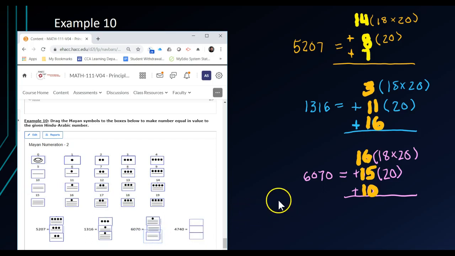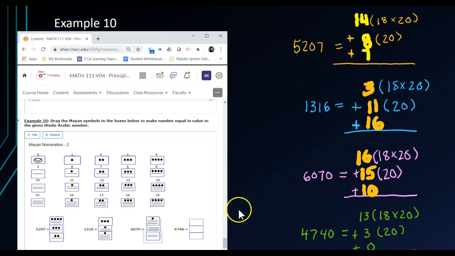And lastly, the 4,740. That could be broken down to 13 18 times 20s plus 3 20s, and then no singles, no units. So again, these are the numbers I would make use of and put them in their respective places. 13, 3, and 0.